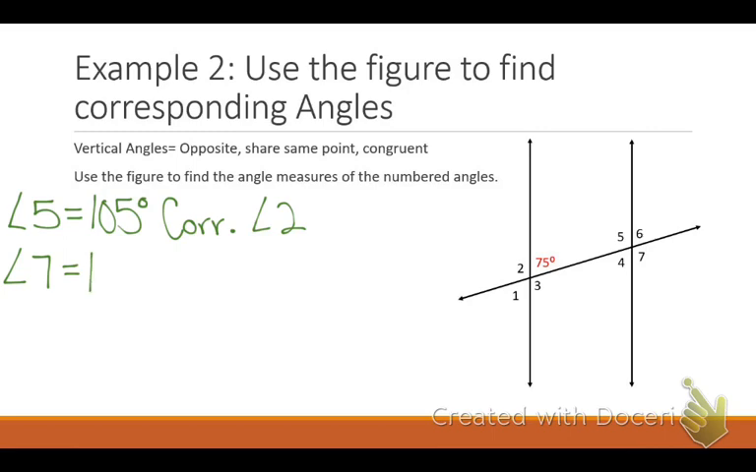Okay, 7 corresponds with 3, and what was the measure of angle 3? So that means that angle 7 is 105 degrees because it corresponds with angle 3, or also because it's vertical to angle 5, and vertical angles are congruent, and also because it's supplementary to 6. So Tati's got that one nailed down, right?